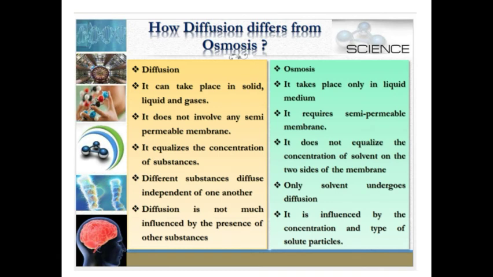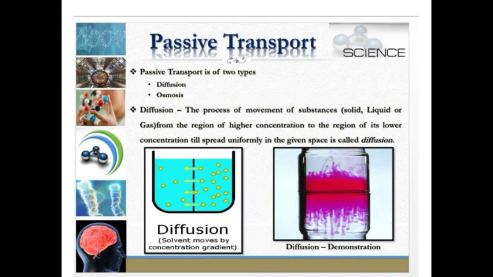See the first point: diffusion takes place in solid, liquid and gases, whereas osmosis takes place only in liquid medium. Diffusion does not involve any semi-permeable membrane, but osmosis requires a semi-permeable membrane. Right, children? In diffusion, it equalizes the concentration of the substance, whereas in osmosis, there is no need of equalization. Here we saw that till it spreads uniformly in the given space, that is called equalization.